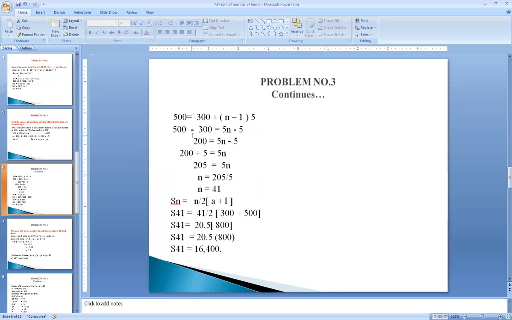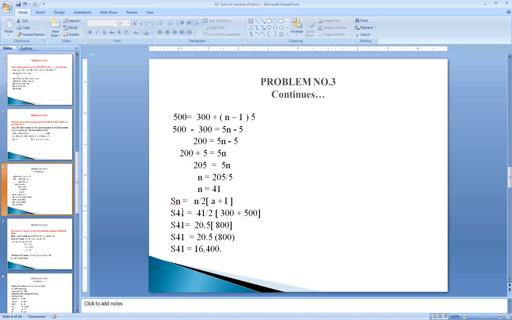So 500, shifting this 300 to the left side, becomes minus 300, equals 5 multiplied by n minus 1, which becomes 5n minus 5. Then 500 minus 300 is 200, equals 5n minus 5. Now shifting this 5 to the right side, 200 plus 5 becomes 205 equals 5n, or you can write 5n equals 205. Both are one and the same. Therefore n equals 205 by 5, so n equals 41.